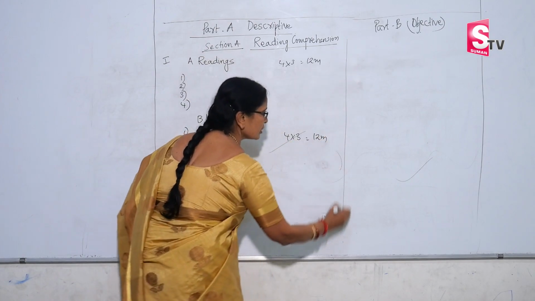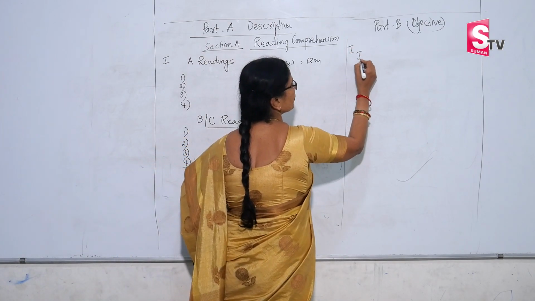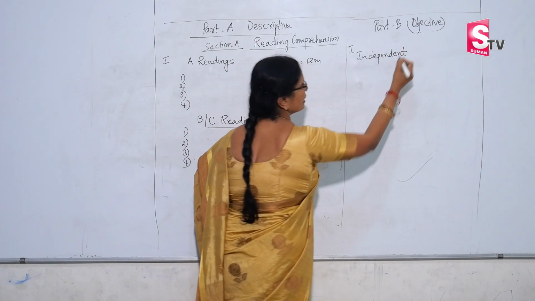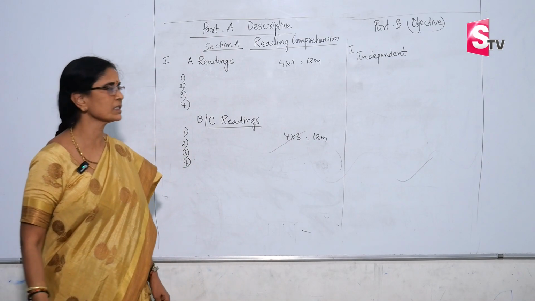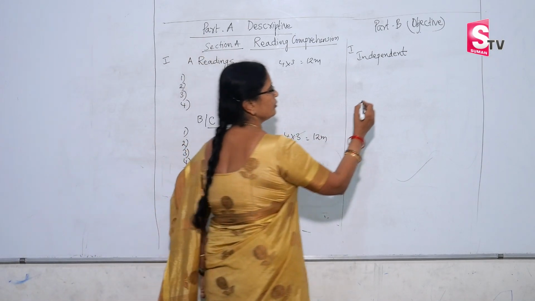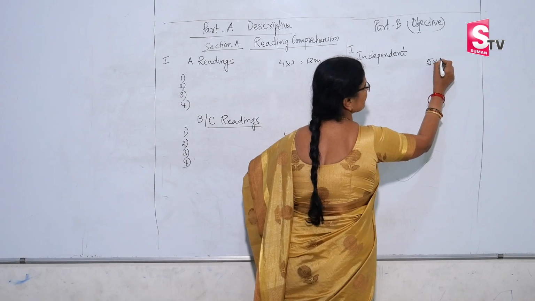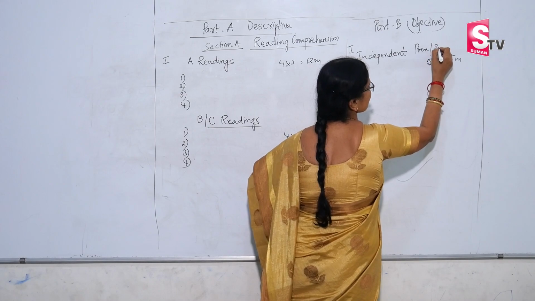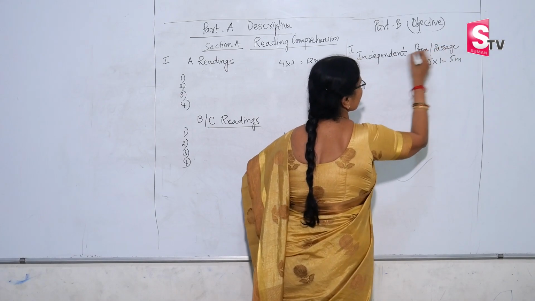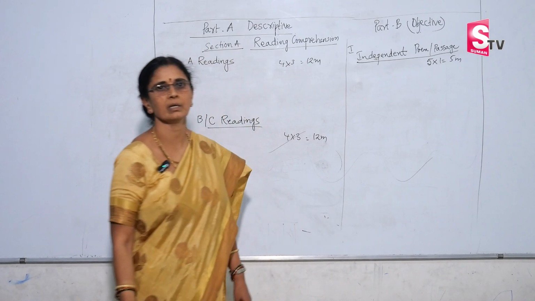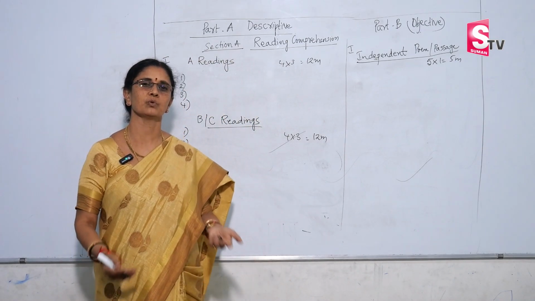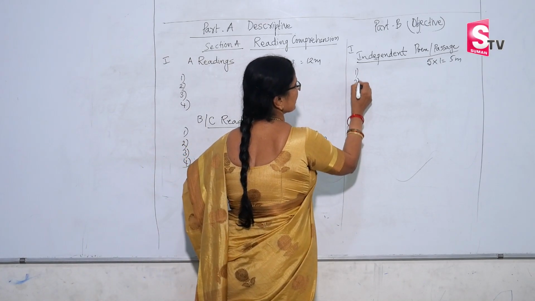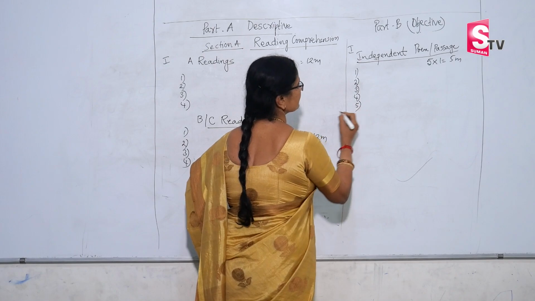The same way here also we have an independent poem or independent passage. Here 5 MCQ questions will be there. MCQ means multiple choice questions. So here also you have to read the poem well, understand it well, and then you have to comprehend. Now what is this comprehension? It is nothing but what you have understood you need to write. So here 5 MCQs and each one carries 1 mark. So 5 into 1, that is 5 marks.